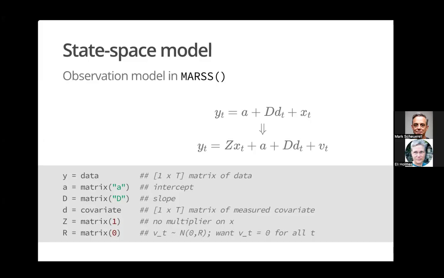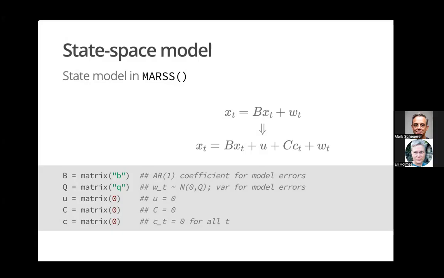Similarly, this is that full state equation in Mars, and we want this. So in order to go from this to this, what do we have to do? Well, B, we want that to be just B, so we can call it anything we want. We want a variance term for this. I'm just calling that Q. U, let's see, that doesn't occur anywhere in this equation, so we better set U to 0. How about big C? That's nowhere in this equation, so we set that to 0. And little c, same thing, it's not here anywhere, so we just set that to 0 for all t.